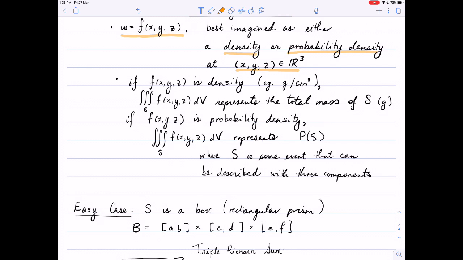So let's go and look at those interpretations separately. If f of x, y, z is a density function, so for example in grams per cubic centimeter, then the triple integral represents the total mass of this solid S. So the total mass, if we're talking about grams per cubic centimeter, the total mass of S would be in grams. If you're interpreting f of x, y, z as a probability density function, like we will further on in the course, then the triple integral over S represents P of S, where S is some probability event that can be described with 3 components as a solid region in R3.